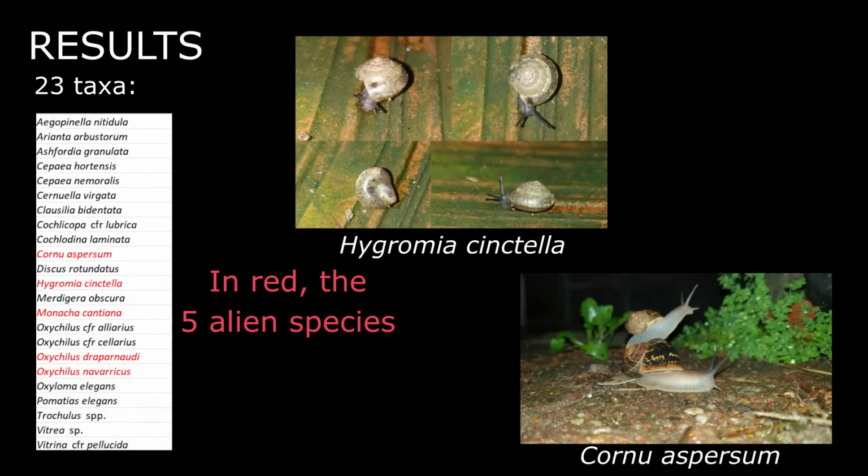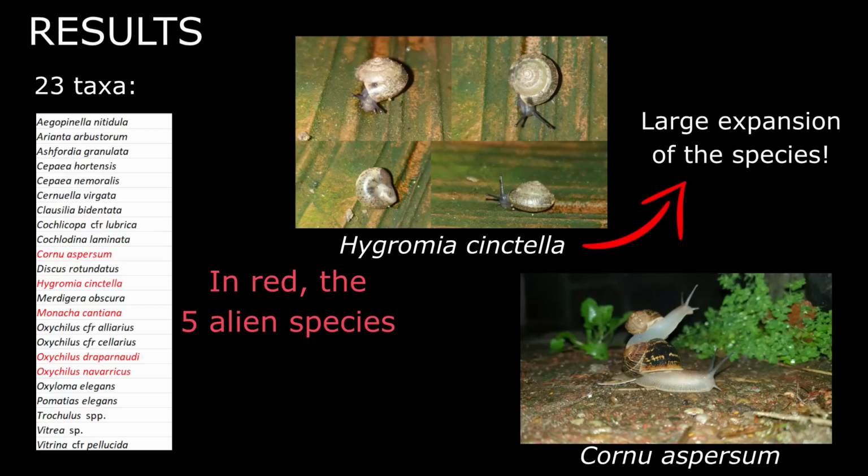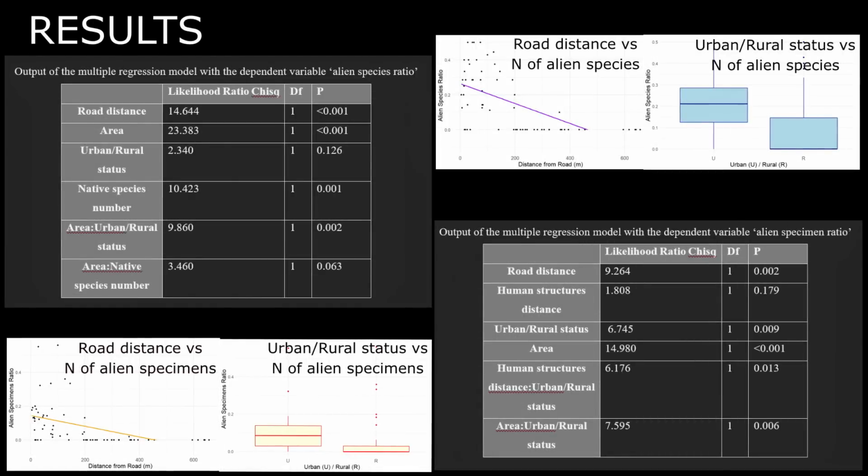Invaders were generally far more abundant in smaller, urban sites and in those close to roads. One particularly interesting result was the presence of one species, which was found for the first time in several sites, indicating a recent expansion in Oxfordshire. Statistical models confirmed that alien abundance, both in terms of species and specimens, decreased significantly with increasing distance from roads and with larger site size.